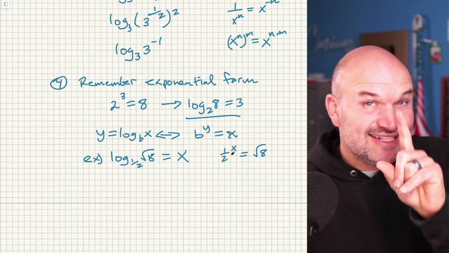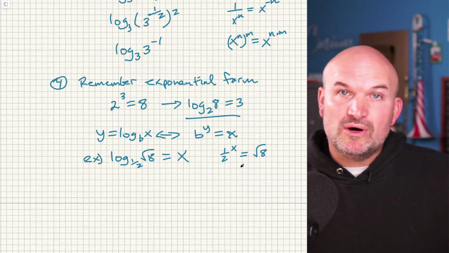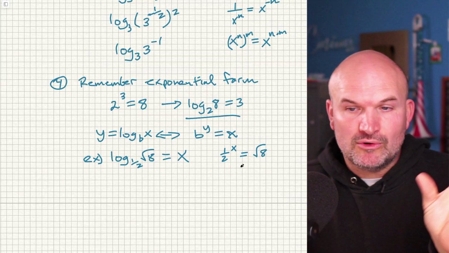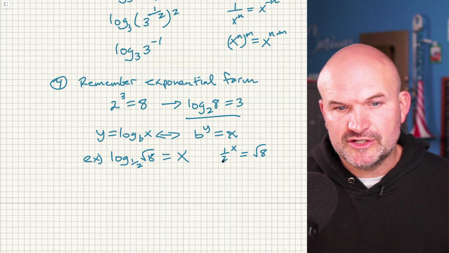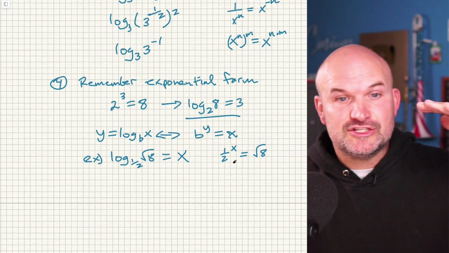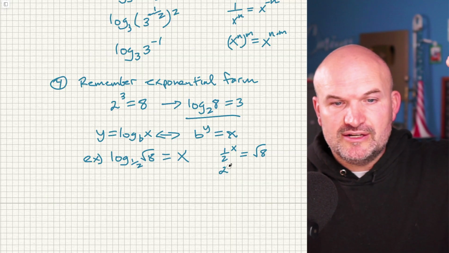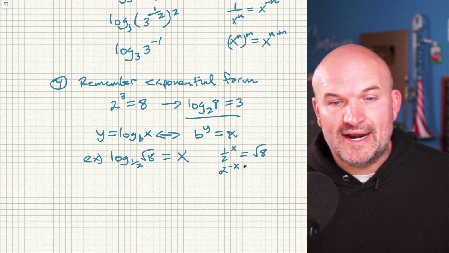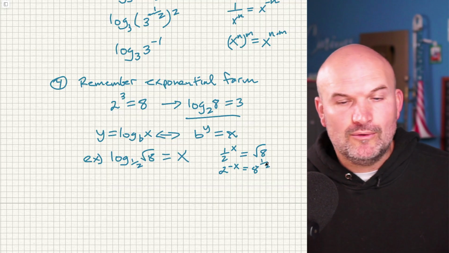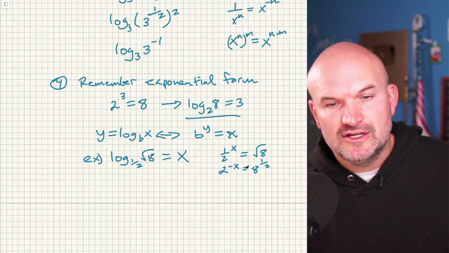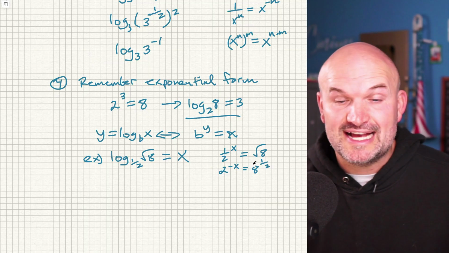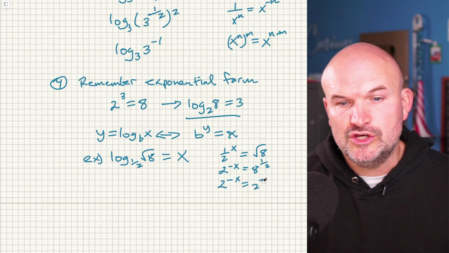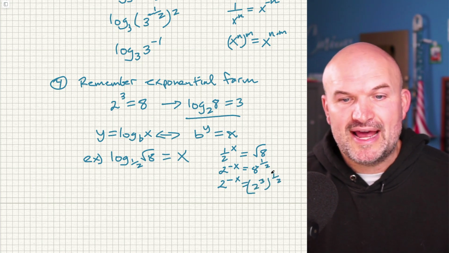And just like we talked about with the number one mistake, we want to look for that one-to-one property. We want to get the bases to be exactly the same, so that we can set power equal to power. So I'm going to rewrite 1/2 as 2 to the negative first power. So that's going to be 2 to the negative x. I'm going to rewrite the square root of 8 as 8 to the 1/2 power. But I need these to have the same base, so I recognize that 8 can be rewritten as 2 cubed. Therefore 2 to the negative x equals 2 cubed to the 1/2.